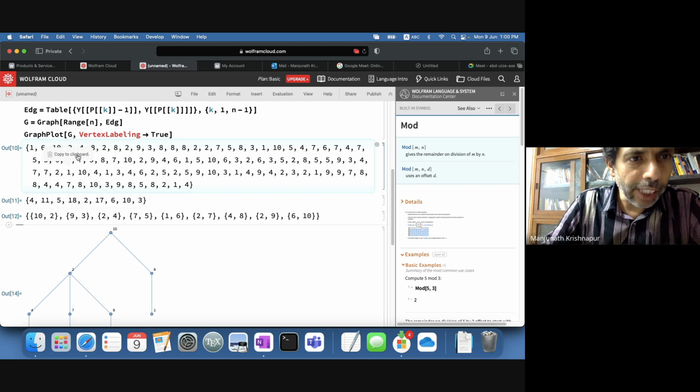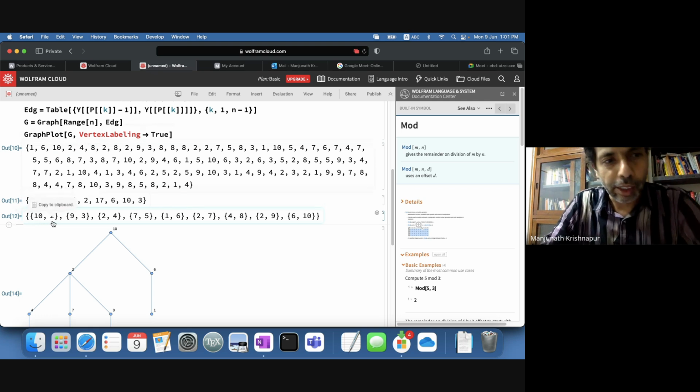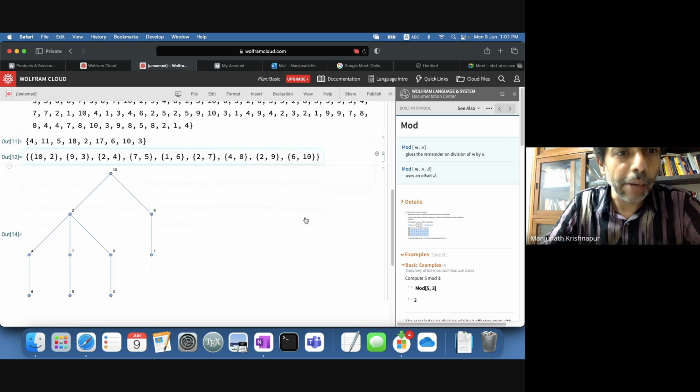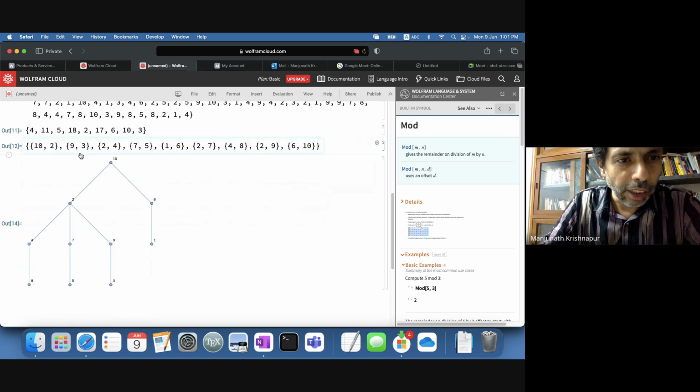And vertex 3, when is the first time vertex 3 comes? It is visited from 9. Vertex 4 comes here the first time, it is visited from 2. So for each vertex other than 1, you see where you visited it the first time and from where. So 10 to 2, 9 to 3, 2 to 4, 7 to 5, and 1 to 6. The first time 6 was visited was the second step, 1 to 6. So you take this collection of edges and make a tree. So that is your tree.